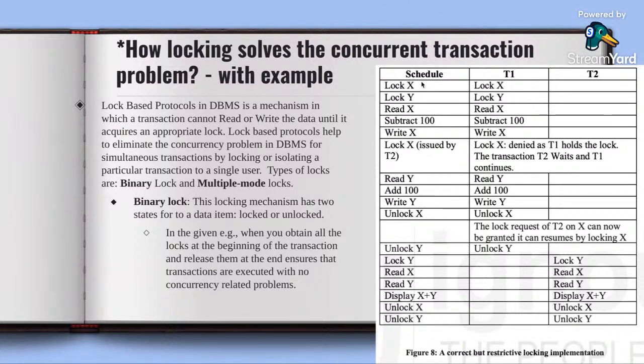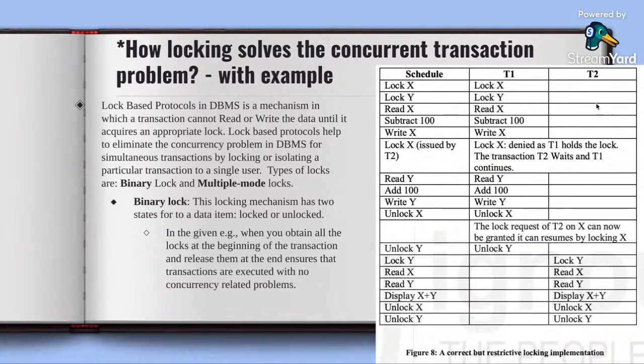So what's happening here? Here we are going to obtain all the locks at the beginning. Let's see how that works. We have lock X placed by T1, lock Y. Okay, so X is locked, Y is locked. Then T1 is reading X, subtracting 100. Is there a column mismatch here? No, right? Okay. Subtract 100, write X. Lock X by T1, denied as T1 holds the lock.